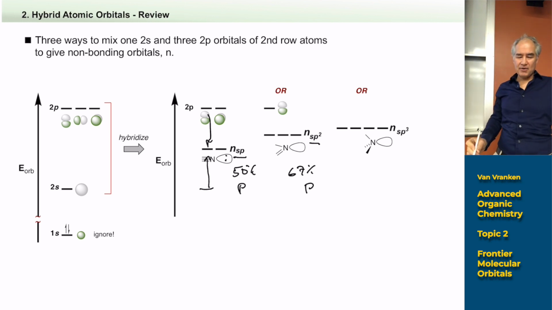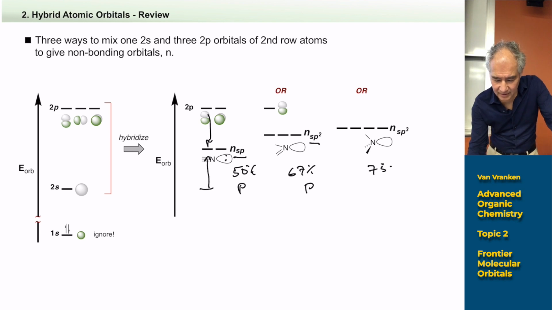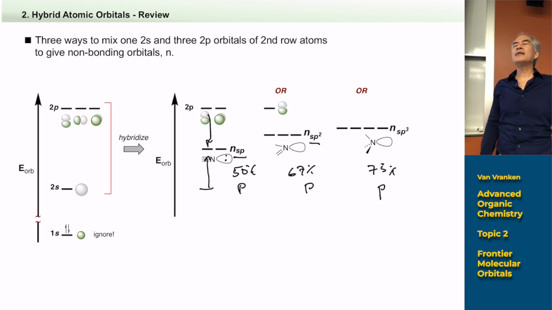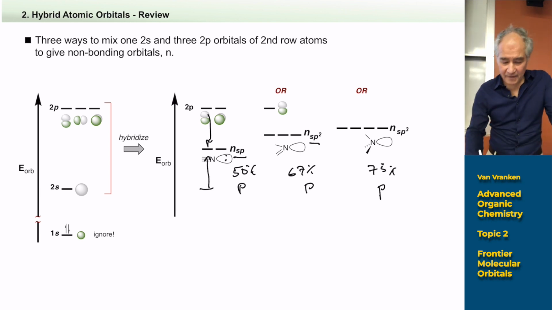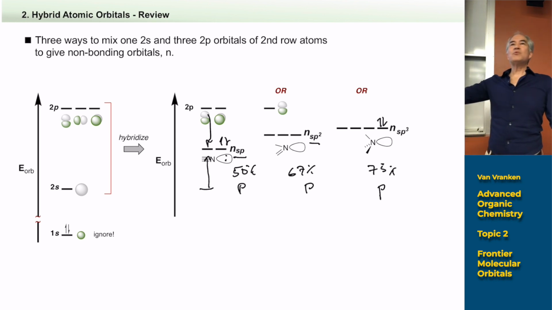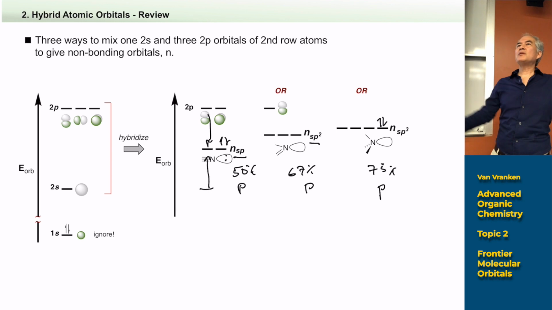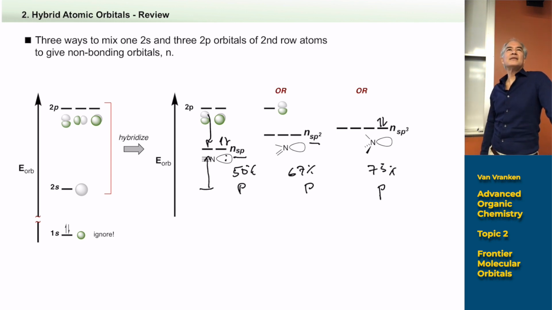Now, sp3, 3 parts p character and 1 part s. What's the percentage of p character there? Now it's 75%. See what's happening to the energies of these orbitals as we mix more and more p character in there? The orbitals are getting higher in energy. If you were a pair of electrons in an sp3 hybridized orbital versus a pair of electrons in an sp orbital, you know which one's going to be more reactive. All you need to know is the p character.